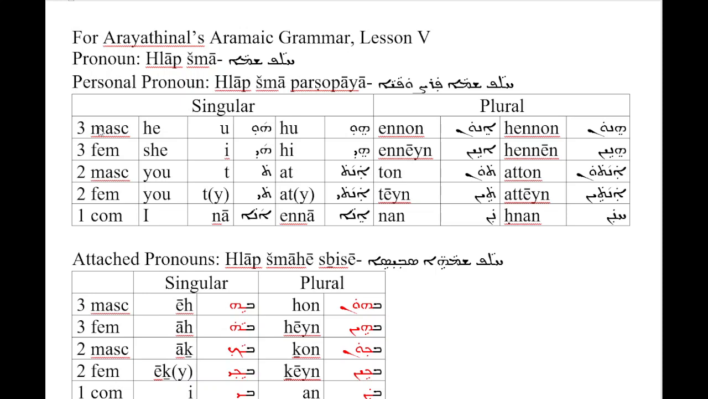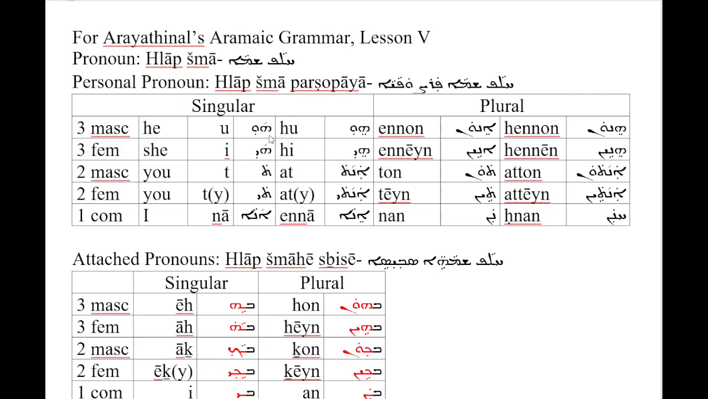So we begin with the third person masculine, or he, then the third person feminine, the second person masculine, the second feminine, and the first common, for pronouns in Syriac, as well as for nouns and the kind of noun that we call an adjective. And here we go: hu. It's like the question word in English, who, except this means he. So hu.